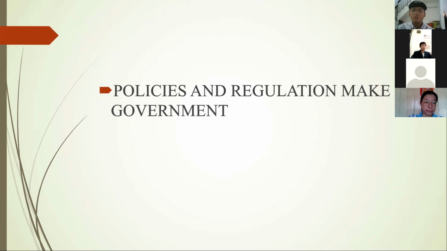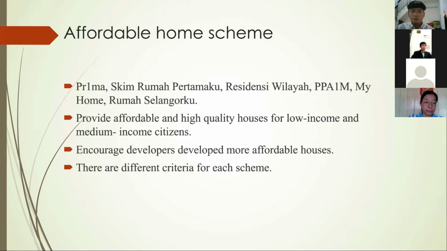My name is XIQIAN. I'm going to talk about policies and regulations made by governments. Next. Government implements affordable home schemes. For example, PR1MA, Skim Rumah Pertamaku, Residensi Wilayah, PPA1M, My Home, and Rumah Selangorku. These schemes aim to provide affordable and high-quality houses for low-income and medium-income citizens, and also encourage developers to develop more affordable houses. There are different criteria for each scheme.